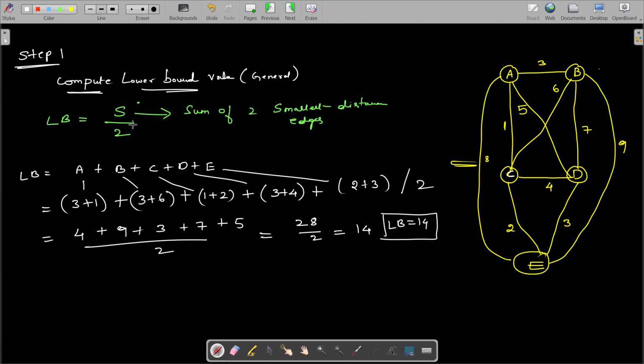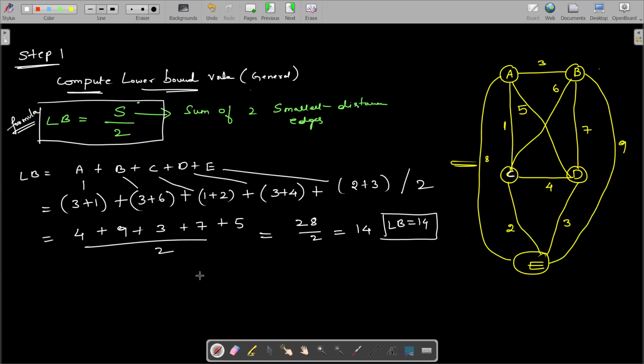Okay, now fine, everyone okay? These steps you understood, everybody? Everyone understood these steps, whatever I did. See, we have taken the general lower bound, we identified it here for all the vertices. And this is the formula. Please go through this formula. Sum of two smallest distance edges we have to take, and that is divided by 2. That is what exactly I did here.